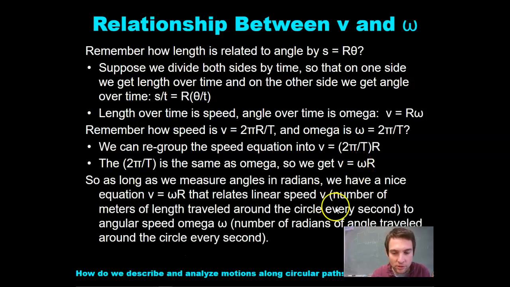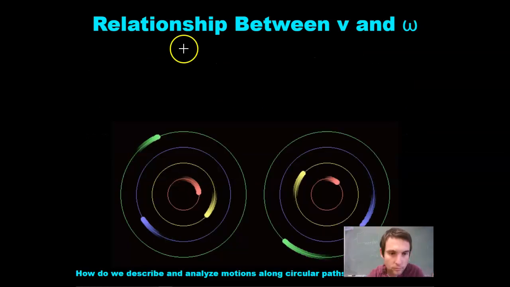So as long as we can measure the angle in radians, we have a nice equation, v equals omega times r, that relates linear speed, v, the number of meters of length traveled around the circle every second, to angular speed, omega, the number of radians of angle traveled around the circle every second.